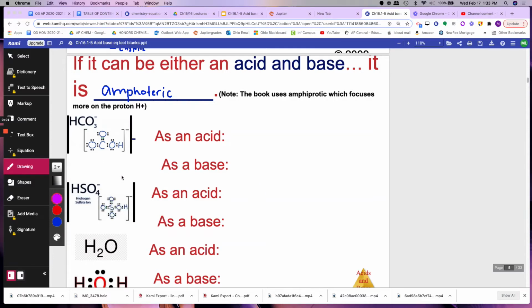In this lesson, we will be learning about conjugate acid-base pairs and how to write chemical equations involving acids and bases. What we have here is HCO3-. This substance can be both an acid and a base. When it can do that, it is called amphoteric. The book uses amphiprotic, which focuses more on the protons. So for this class, we will use these two terms interchangeably.